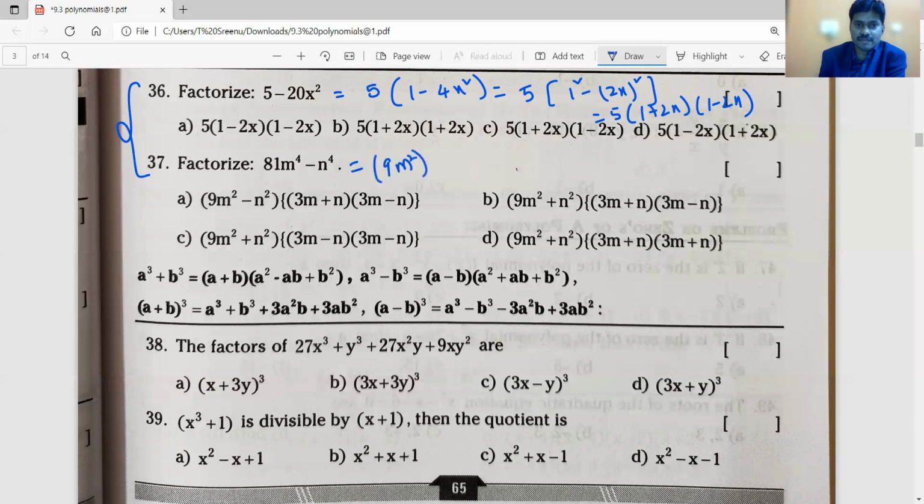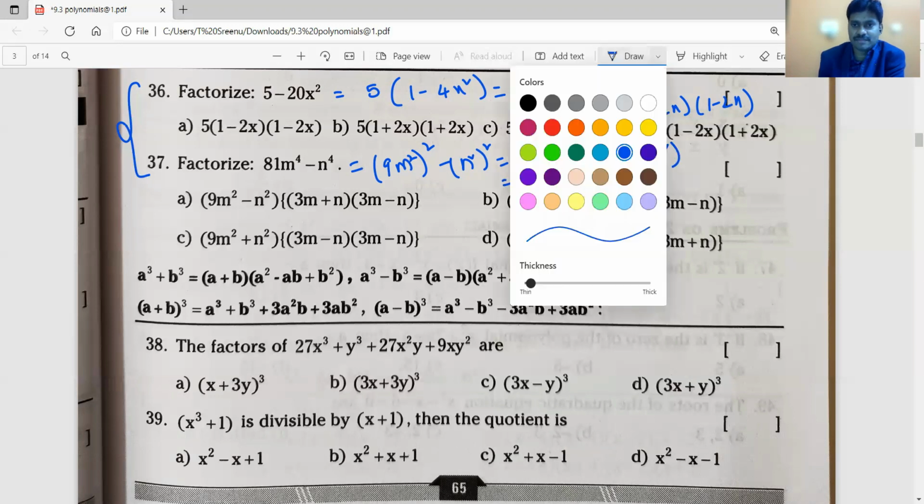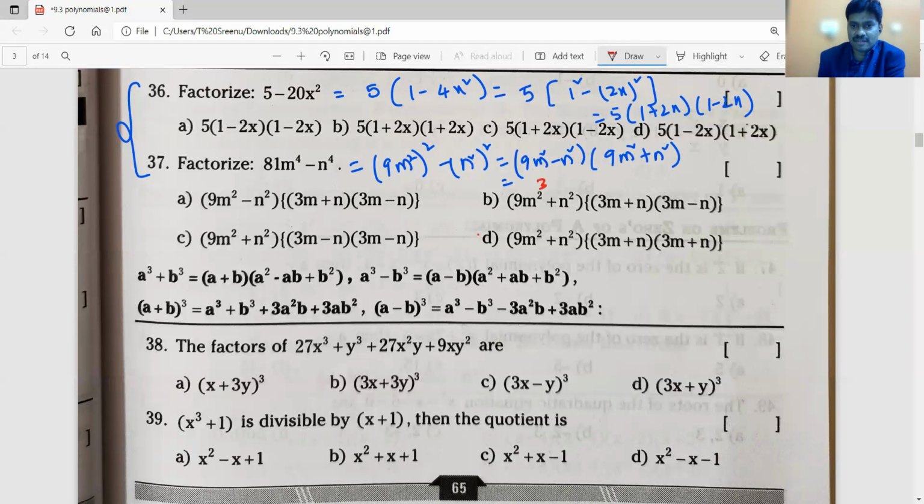And here, 9m square whole square minus n square whole square. It is a square minus b square, which is (a minus b) into (a plus b). Again, the first one we will get a square minus b square. I will write it like this: (3m) whole square minus n square, and 9m square plus n square. Again, this one is (a plus b) into (a minus b). We will get the answer: 3m plus n, 3m minus n.